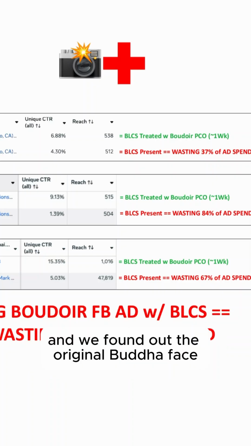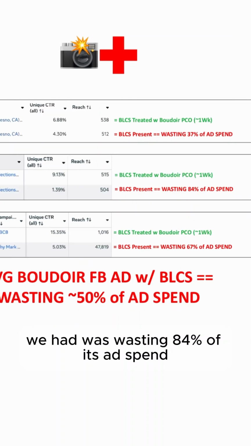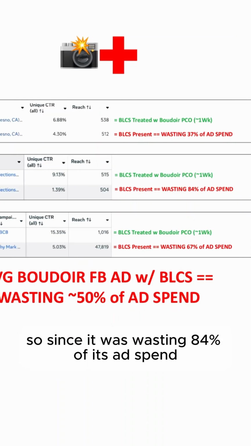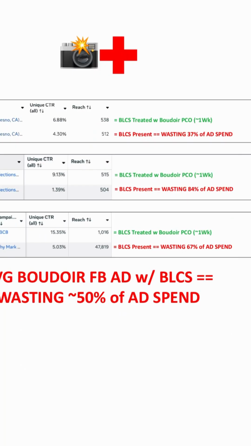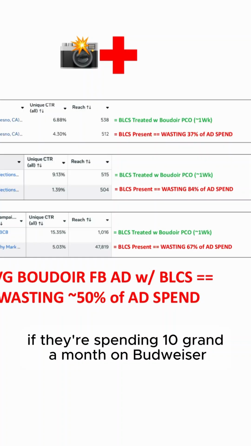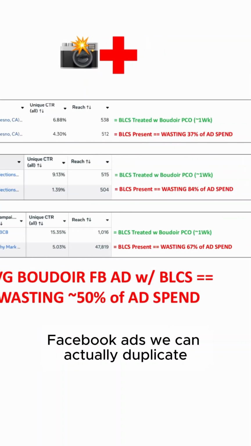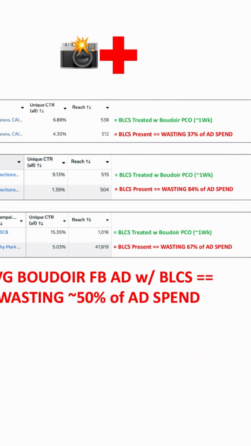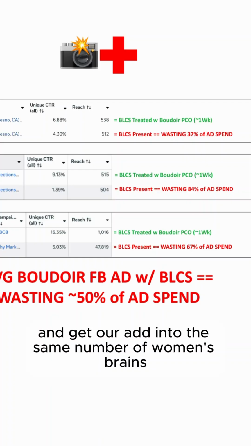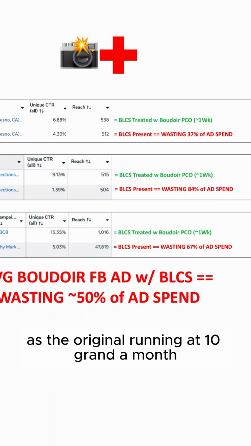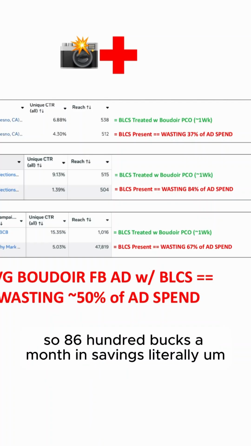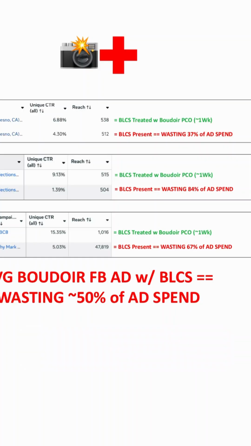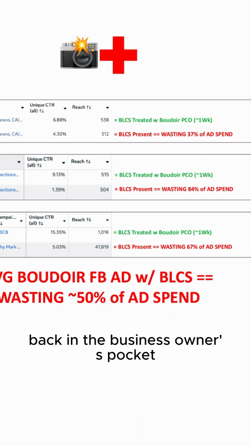And we found out the original Boudoir Facebook ad is wasting 84% of its ad spend. So since it's wasting 84% of its ad spend, if they're spending 10 grand a month on Boudoir Facebook ads, we can just take our spend, put it on the Boudoir Pico treated ad at $1,600 a month and get our ad into the same number of women's brains as the original running at 10 grand a month. So $8,600 a month in savings. Literally, what's that, 100 grand in the next year, kind of like phantom profit back in the business owner's pocket.